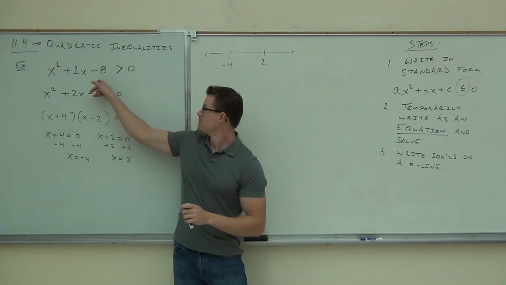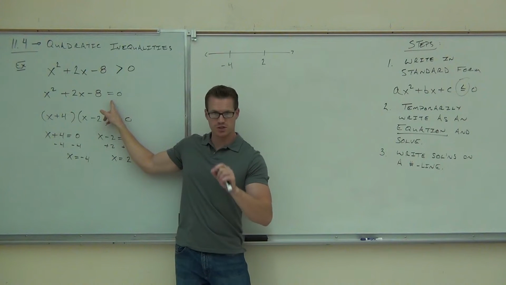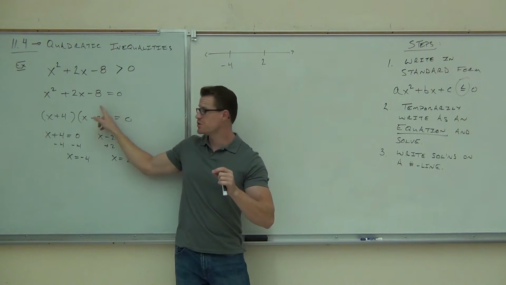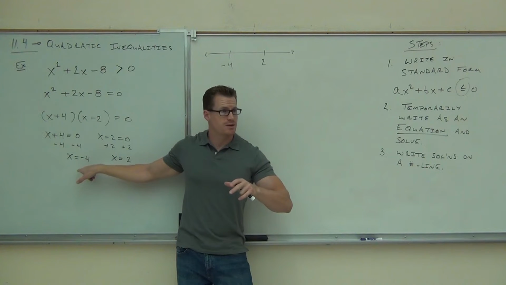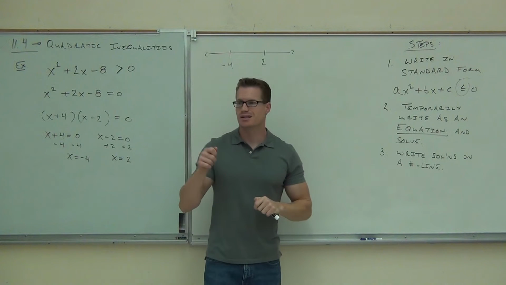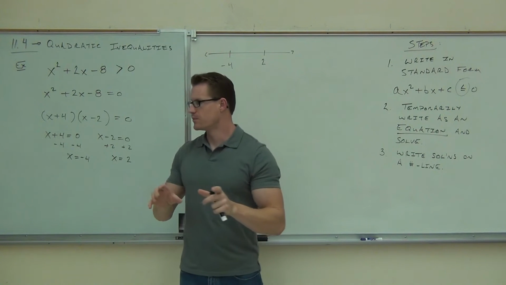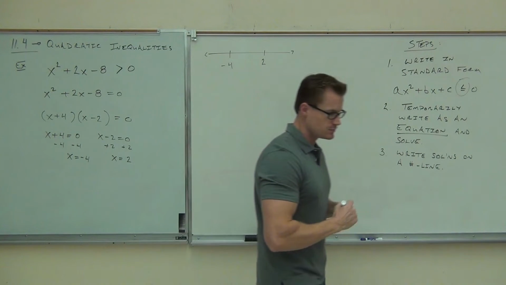So far, standard form, easy. Write as an equation for just a little bit, easy. This is just so you can solve it, easy. It's factoring or your quadratic formula. You've already done that. Take these things, put them on a number line, and then you're going to test a point for each interval. Are you with me on this? You're going to test a point for each interval.